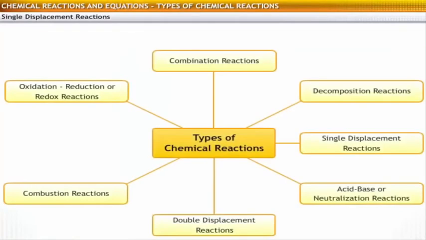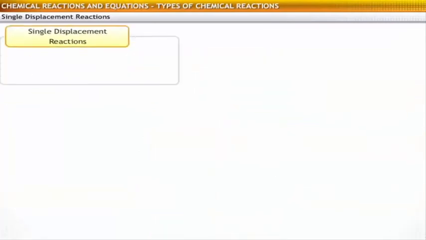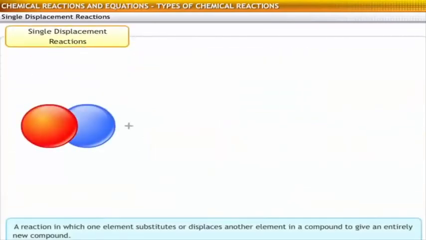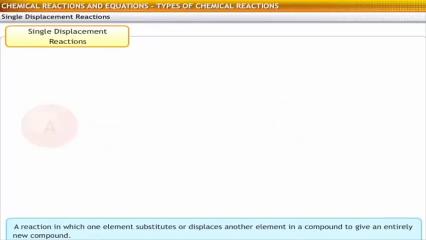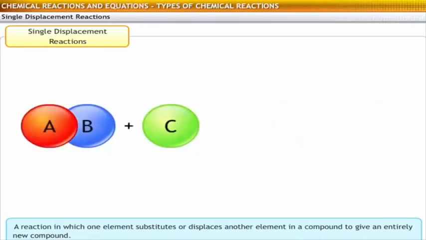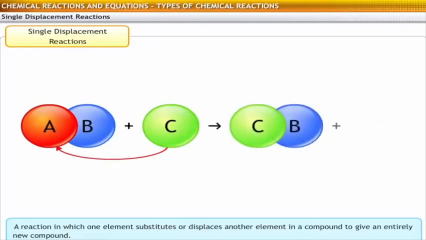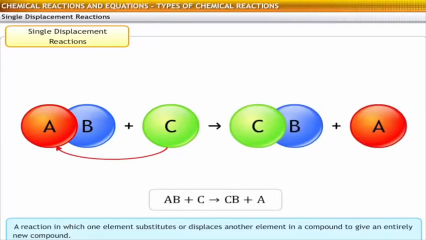Now let us look at the displacement reactions, beginning with the single displacement reactions. A single displacement reaction is a reaction in which an element reacts with a compound to substitute or displace an element in that compound. The result is a new compound. The general form of the reaction is written as C displaces A in AB to form CB and A.